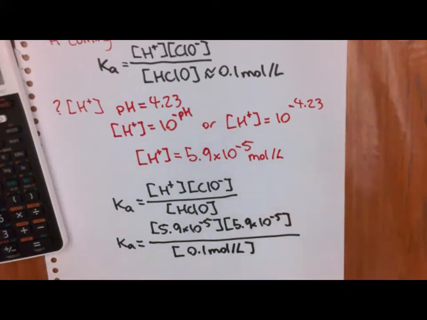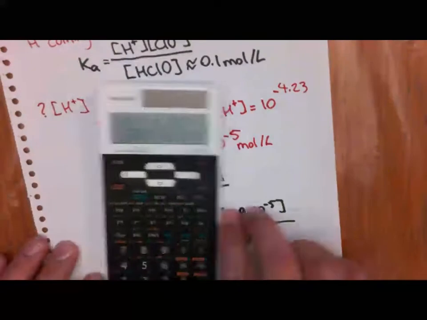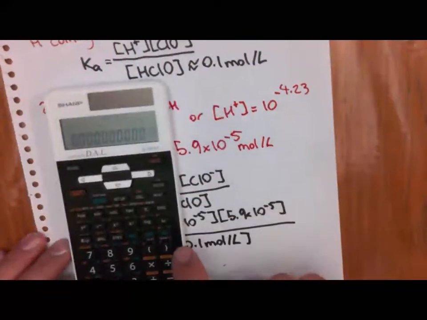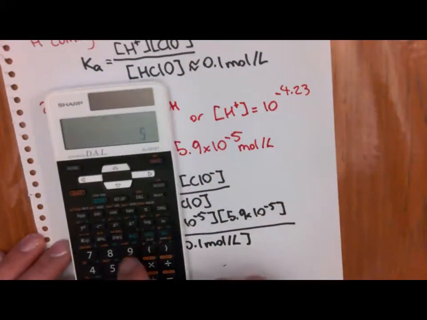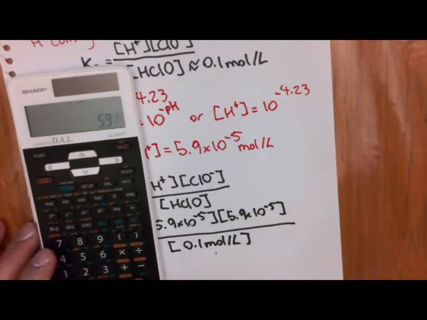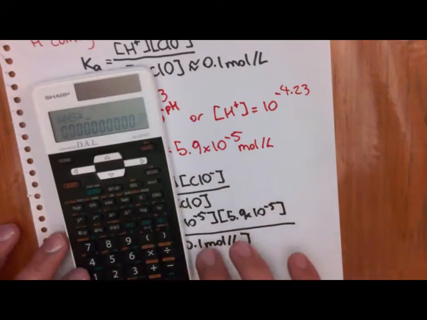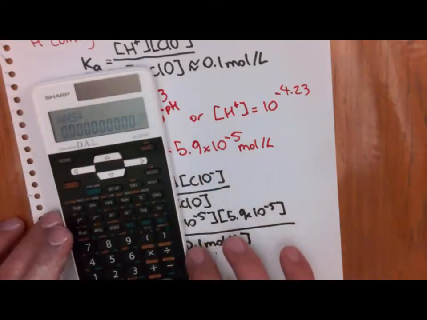And once I take all that, I'm going to punch it into my calculator. So what I'm going to do is take my 5.9 times 10 to the negative 5, and just for simplicity's sake, because I'm multiplying them by each other, I'm just going to square that value to make things a little bit easier on my calculator.